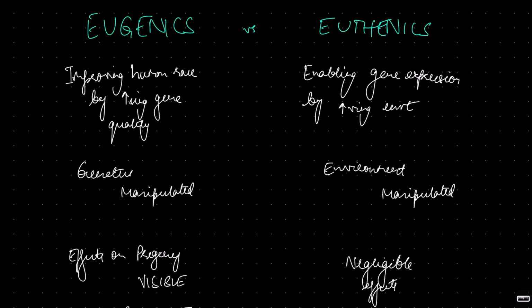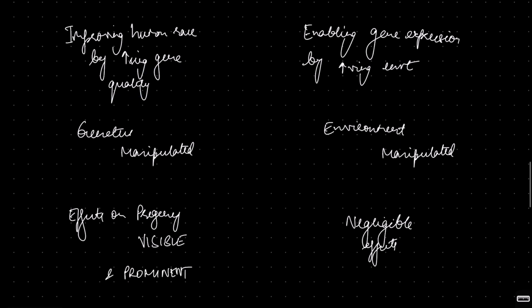So today let's cover some few important 3 mark topics in genetics. First of all, what is eugenics versus euthenics? See, eugenics is improving the human race by increasing gene quality. Basically, we're manipulating the genetics and then we're improving the human race. Basically, you can think of what Hitler did as eugenics.